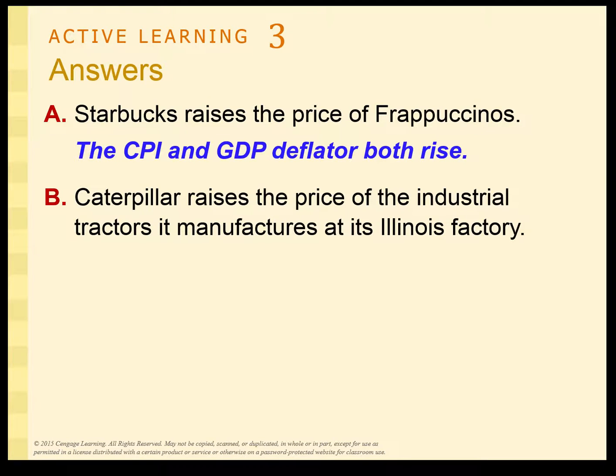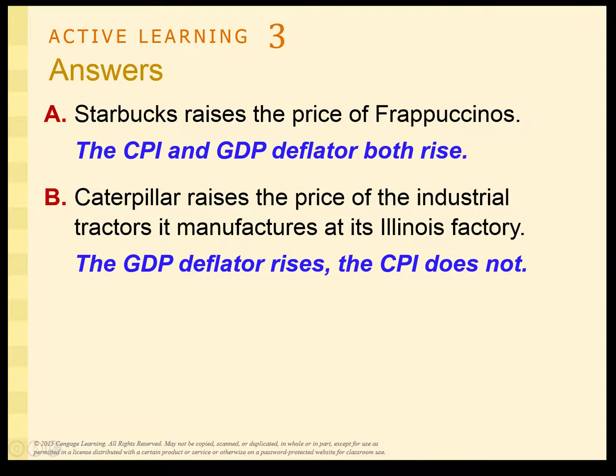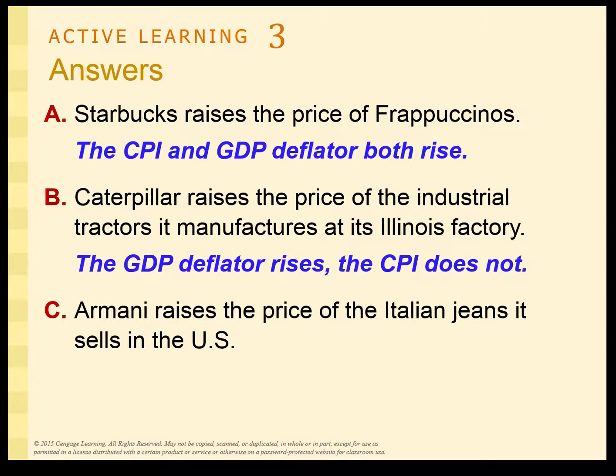Now, if Caterpillar, which is a tractor company, manufactures tractors in Illinois, okay, this is clearly going to be in the GDP, but this is not something the average household buys, so it's not in their shopping cart, so it won't show up in the CPI. So the CPI won't go up, but the GDP deflator will. And then Armani, which is an Italian company, raises the price of Italian jeans made in Italy but sold in the United States, right?